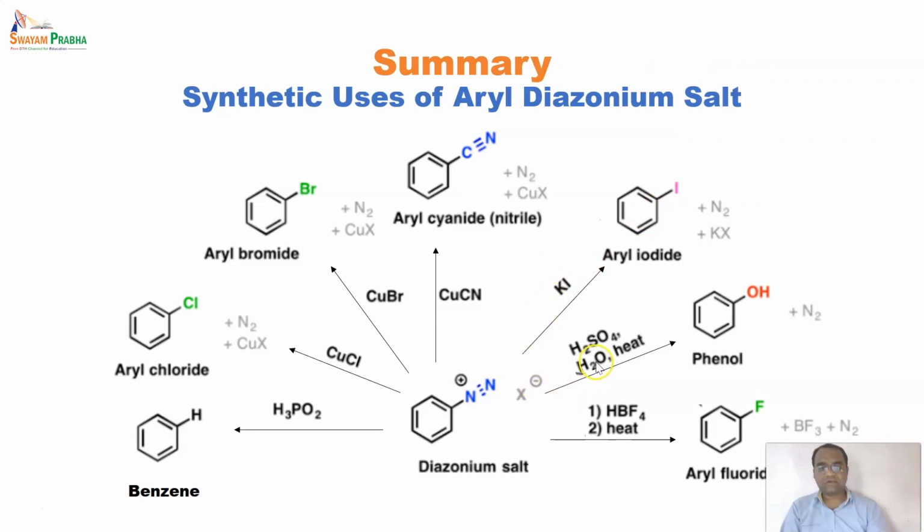After that, the diazonium group is replaced with OH, forming phenol with the help of H2SO4 and H2O when heated, and after that hydrofluoroboric acid forming aryl fluoride when the diazonium salt is heated. So these are some synthetic uses of aryl diazonium salt, and along with this we have seen the uses of aromatic amines. Aromatic amines act as a precursor for many pharmaceuticals. Also they are utilized as pesticides, and they also have antioxidant properties.